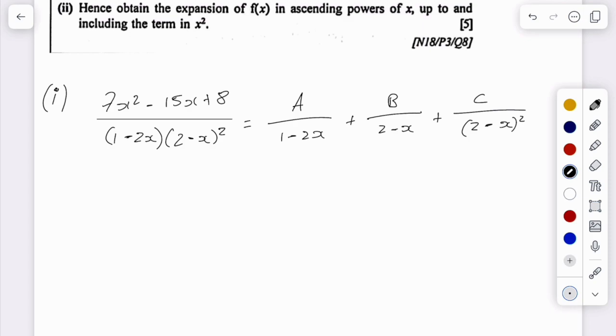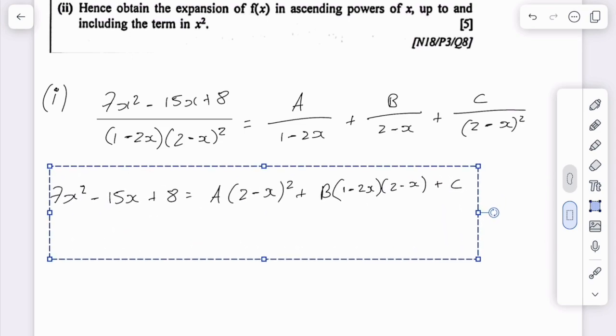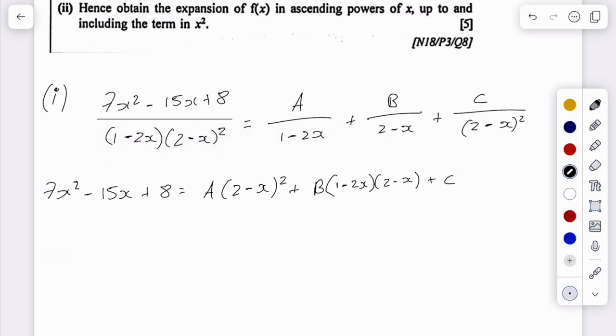Now, we're going to say 7x² − 15x + 8 is going to equal A(2 − x)² plus B(1 − 2x)(2 − x), plus C(1 − 2x), because the common factor here is, of course, we need to get it in terms of this. So that's what we're going to get.